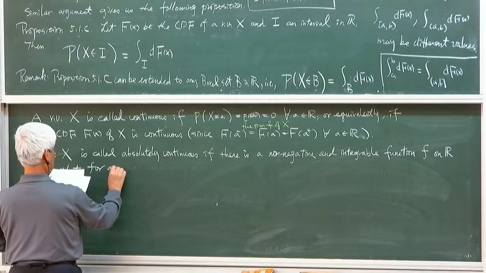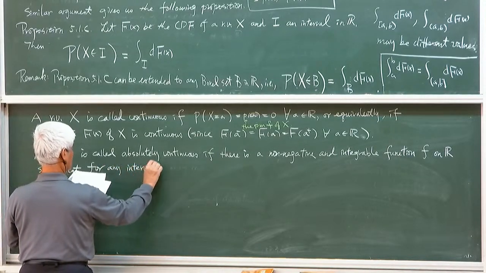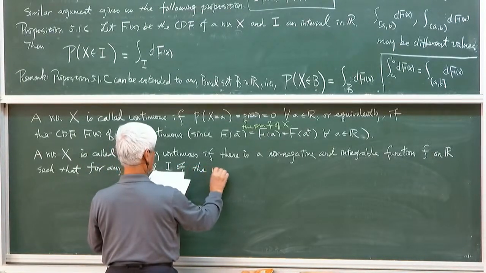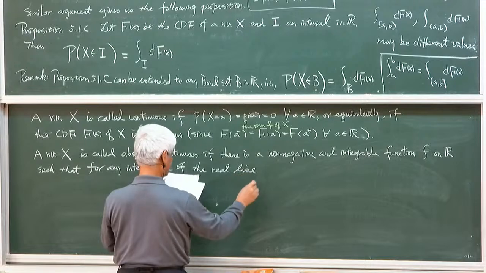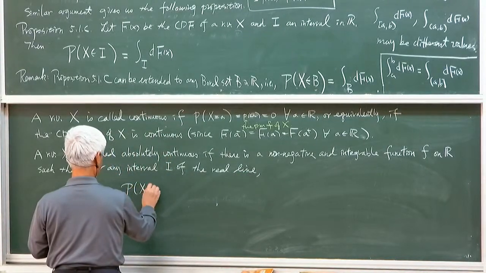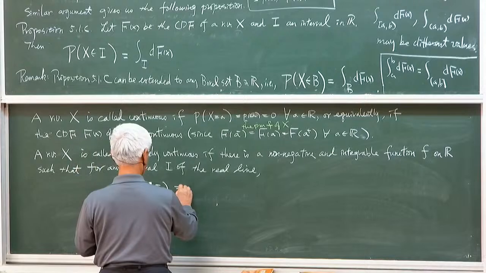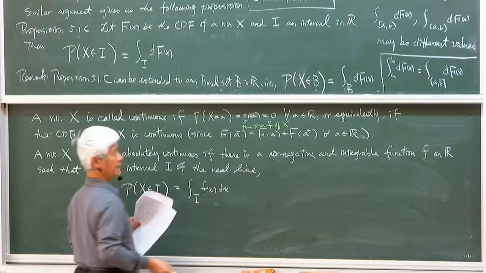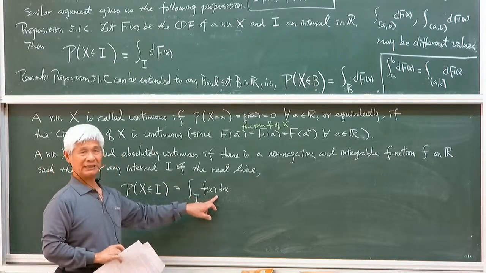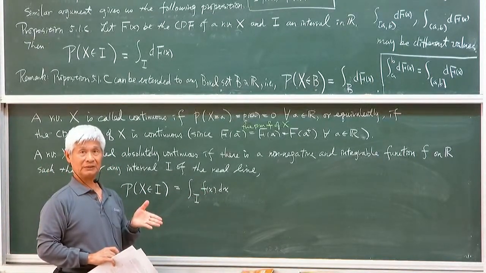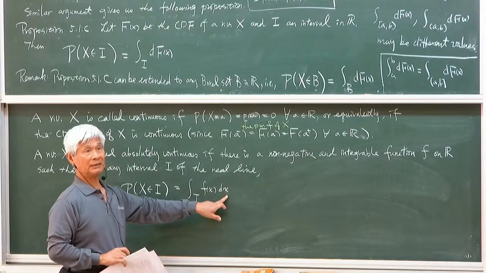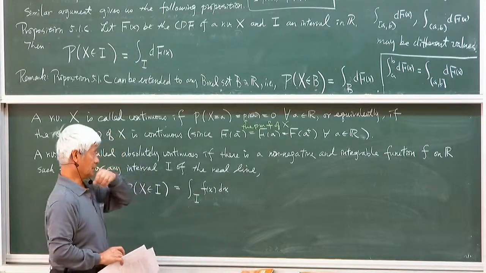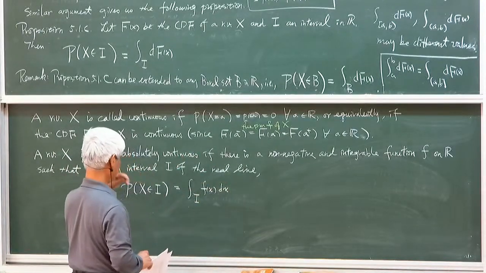for any interval I of the real line, the probability that X is in I is equal to this Riemann-Stieltjes integral. So this Riemann-Stieltjes integral has the integrator, which is just the linear function x. Okay, so the integrator is x. So a linear function is an increasing function.